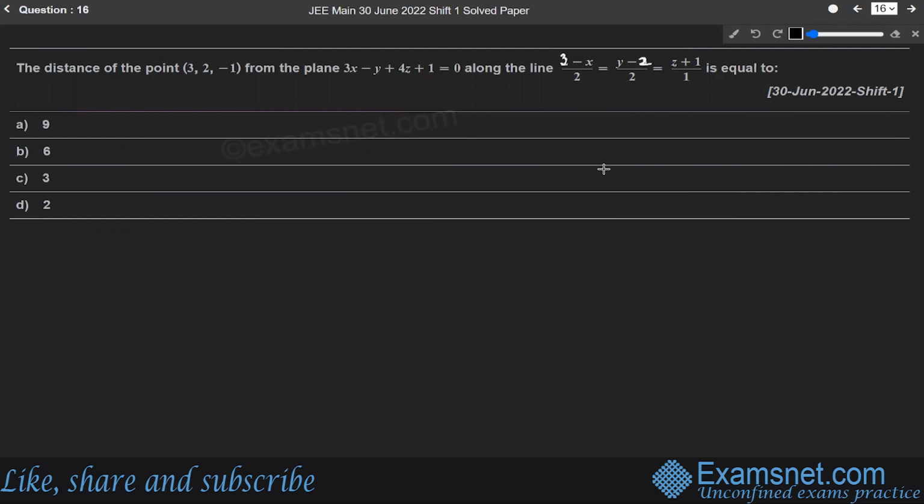Firstly, let us understand the diagram related to this question. You can see that a plane is given here whose equation is 3x minus y plus 4z plus 1 is equal to 0. So let us first make a plane. Let this be the required plane.